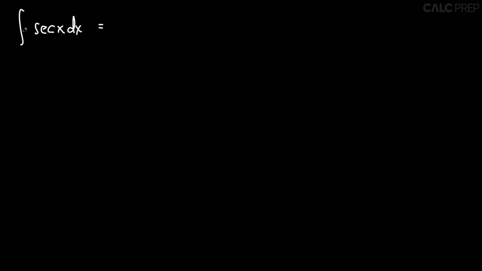Here we're being asked to compute the integral of secant of x. Now, the strategy we're going to use is neither obvious nor intuitive, but what we're going to do is rewrite our integral, the integral of secant of x, and we're going to multiply both the numerator and denominator by secant of x plus tangent of x.